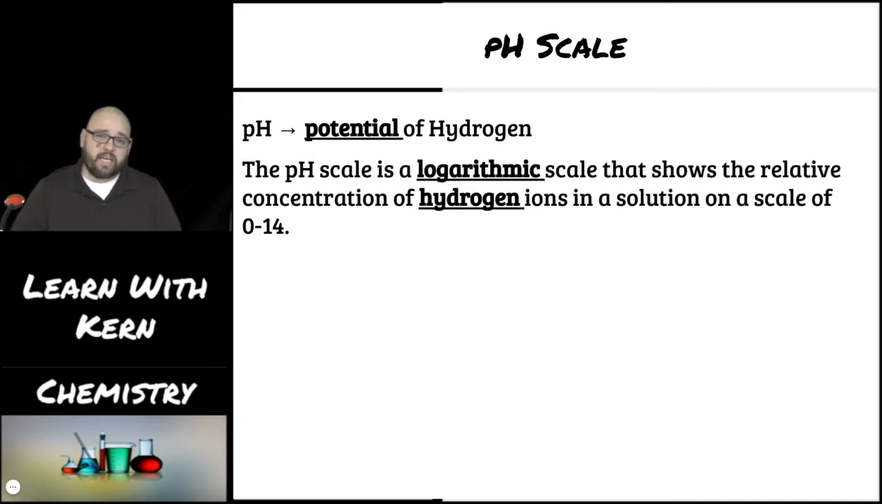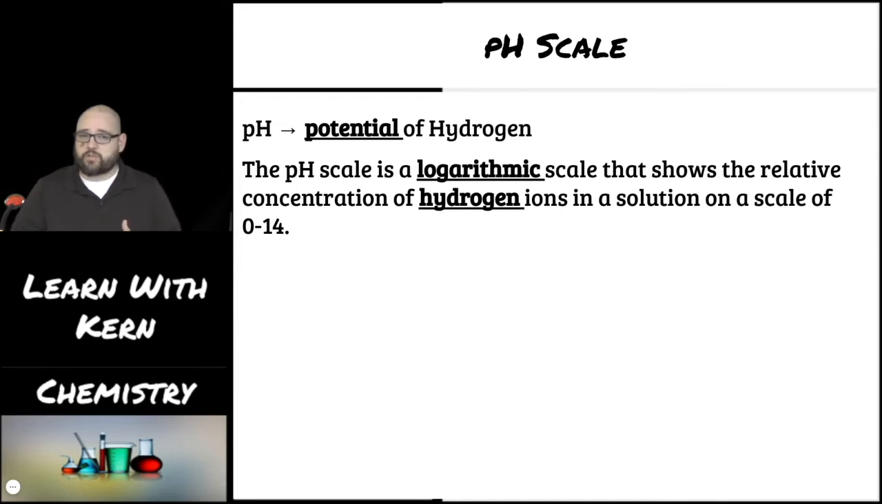So the pH scale is a logarithmic scale that shows the relative concentration of hydrogen ions in solution on a scale of 0 to 14. Now, what does this mean? If you know what a logarithm is, we're all good. If you don't know what a logarithm is, we're all still good, because this is not really using logarithms that way. But basically a logarithm is just a fancy way of doing exponents. So we're dealing with a logarithm base 10. We're dealing with exponents of 10.